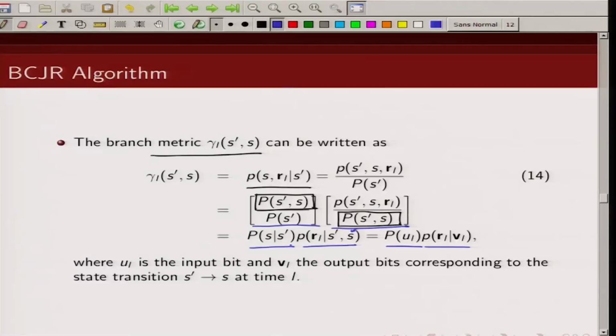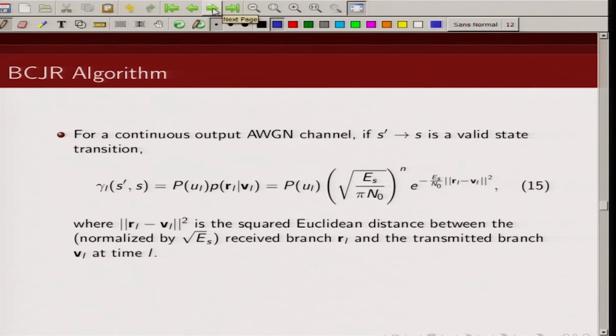So, what does gamma depend on? It depends on the a priori probability of U L, and it depends on this likelihood function, the probability of R L given V L. Now, if we consider an additive white Gaussian noise channel, we can write this probability of R L given V L in this particular fashion. So, gamma for an AWGN channel will then be given by this expression.